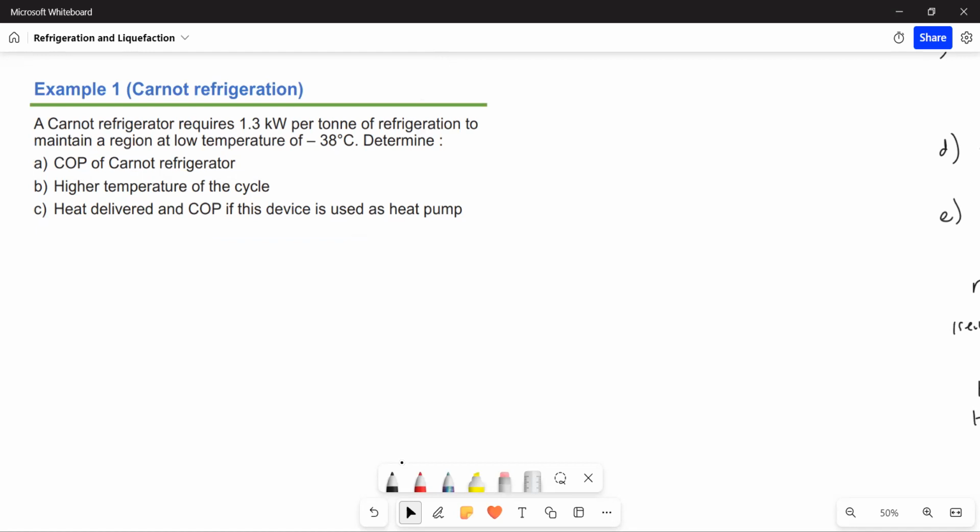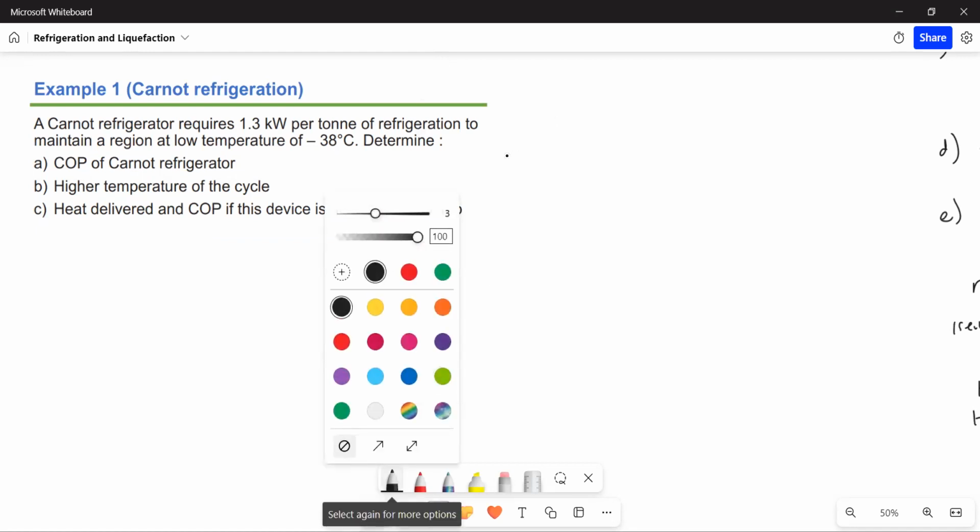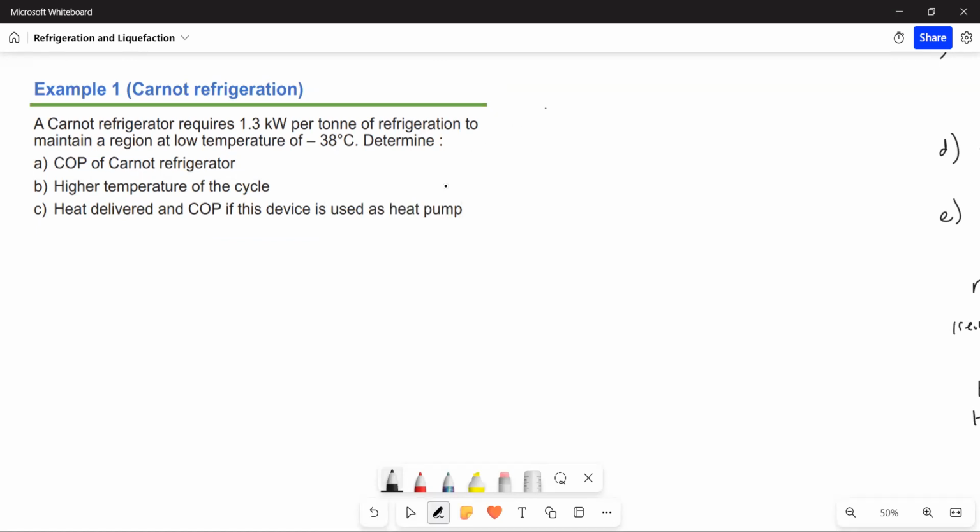Okay, the first thing that we will do is to draw and write the given of the problem. So we're given a Carnot refrigerator. The diagram that we can draw is this. So for example, this is our cold reservoir. We need a certain amount of work to drive the refrigerator to absorb heat from the cold reservoir and to dump heat to the higher temperature reservoir.